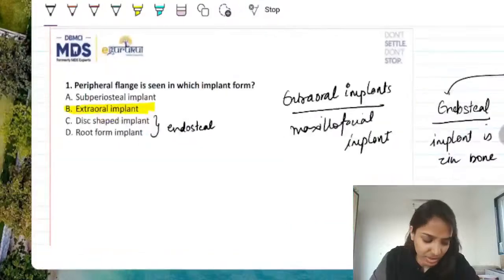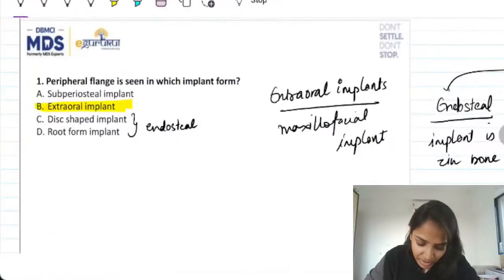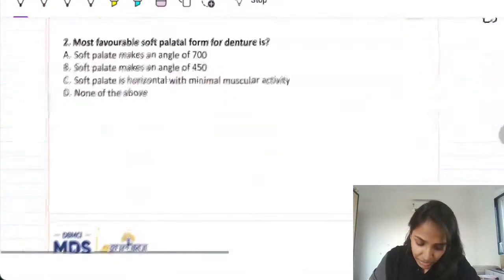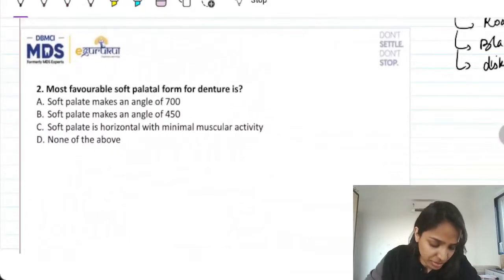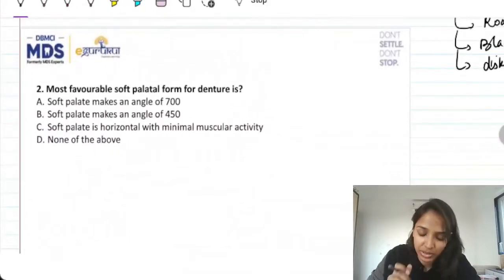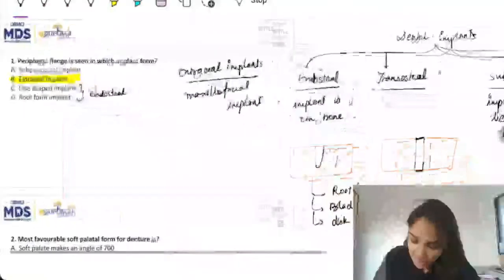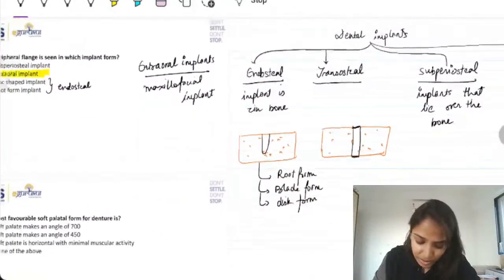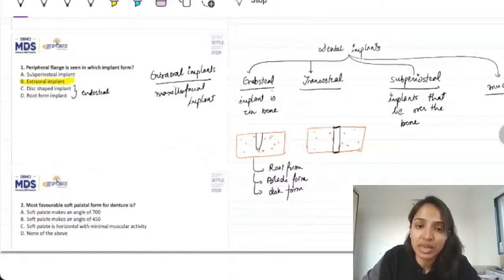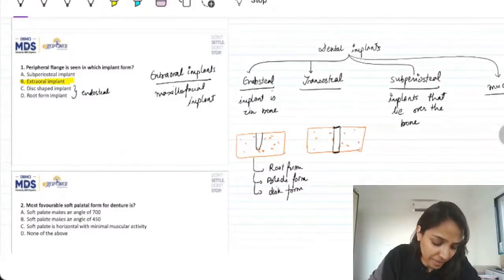So that is the correct answer, option number B, that is your extraoral implant. I hope you all have understood this. Are there any queries or any questions that you want me to elaborate or answer? Question number 1, peripheral flange is seen in which implant form? Anyone? Any queries, any questions?